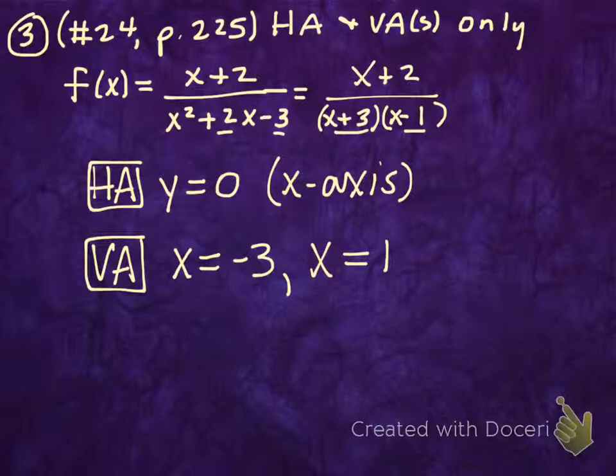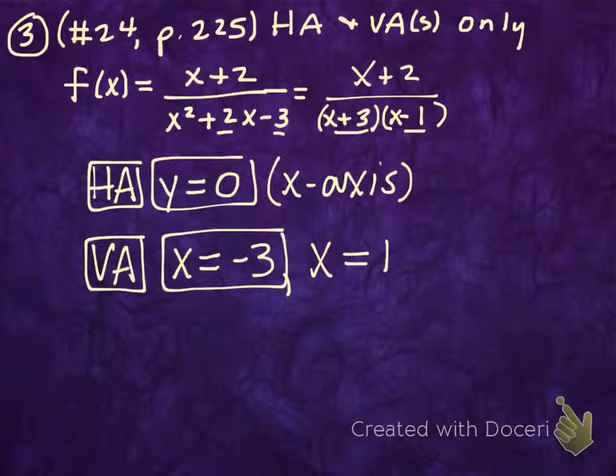You should always write these as equations of lines because we have one horizontal line and two vertical lines to account for if we had to sketch it. So that's the proper way to do that. And we're done with that one.